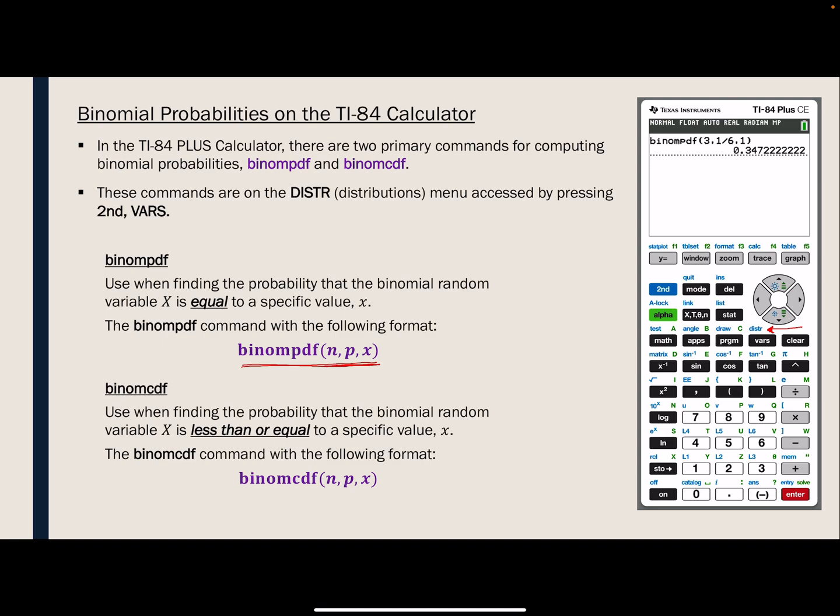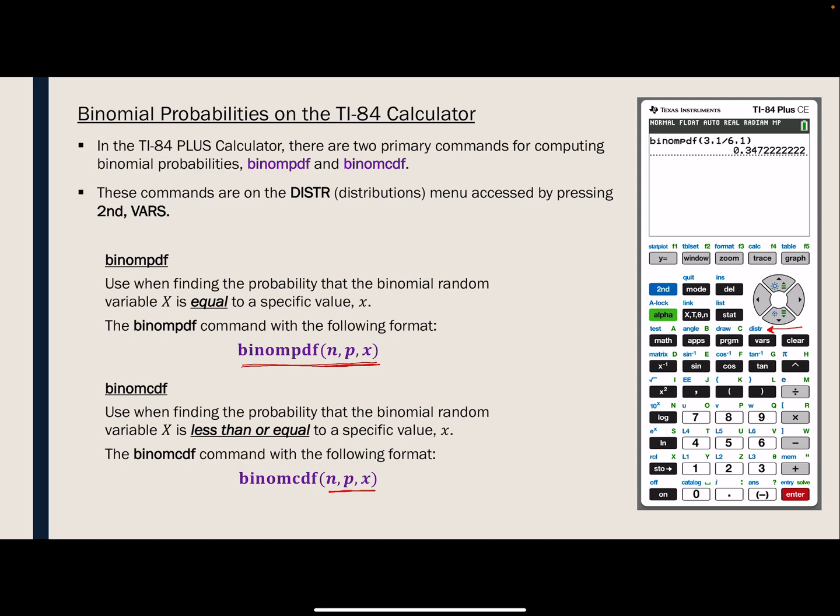We use the binomial CDF command when we want to find the probability of observing less than or equal to a specific amount of x's. So this is a range, but it works specifically with less than or equal to. And then we use the same n, p, x in the syntax. So again, n being the number of trials, p being the probability of success, and in this case, x being the number of successes or less than that number.